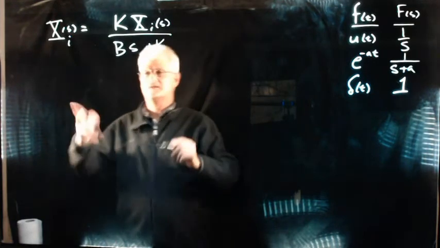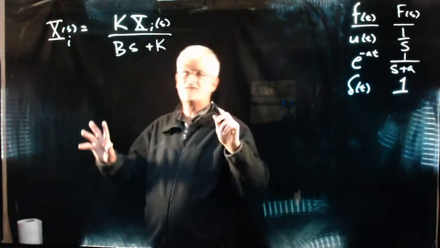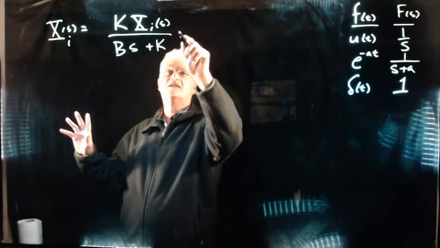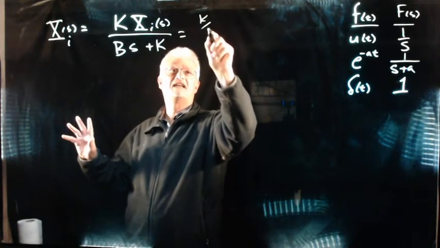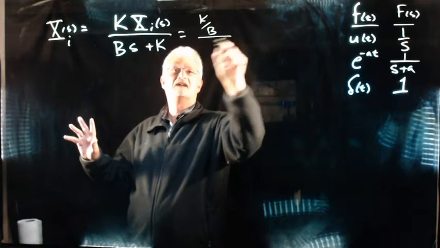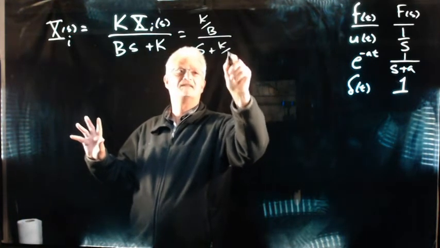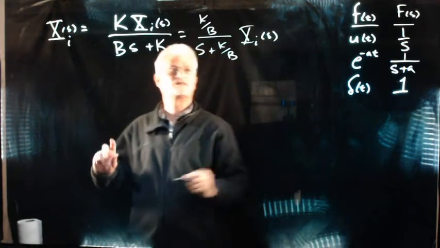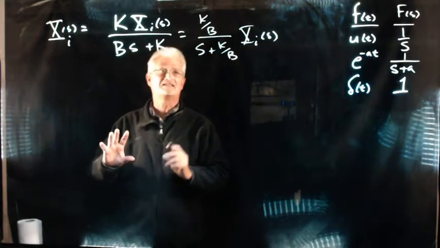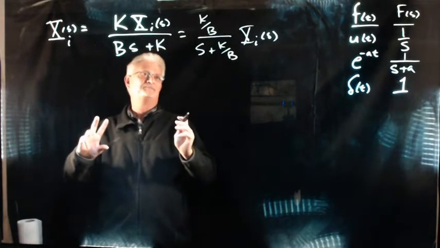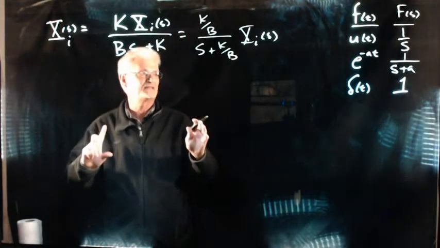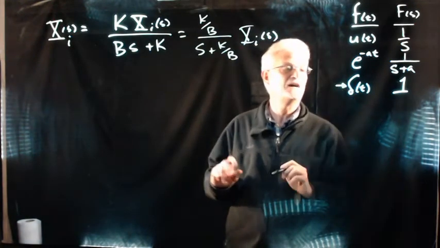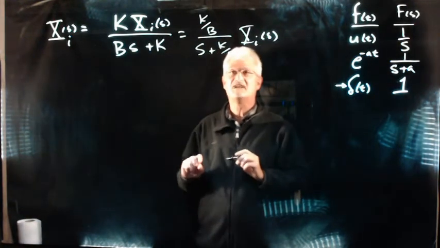So there's a lot of different algebraic manipulations that we might want to do with this. One of the things that we might want to do with it is say this is k over b divided by s plus k over b times X_I of s. And so we don't really know what X_I of s is just now, but let's take an easy X_I of s. One of the reasons that I wanted you to go look at the Khan Academy was to find out what delta of t is. So let's use the delta of t.